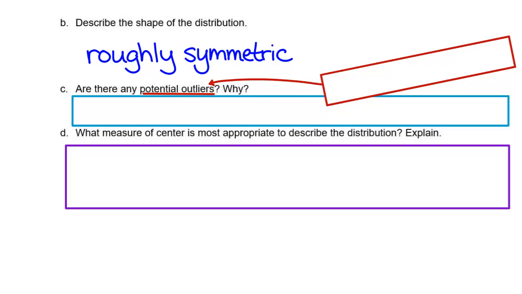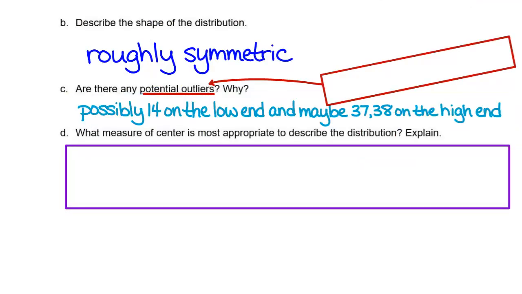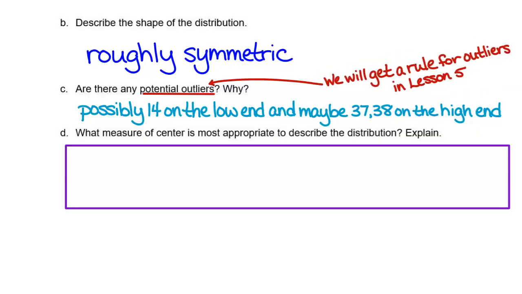Are there any potential outliers? Let's go back and look at the dot plot for this one. Remember, outliers are going to be far away from most of the rest of my data. Is there anything up here that you say might be an outlier? 14 looks like it could be an outlier. Anything on the other end? Yeah, like the 37, 38 could possibly be outliers as well. So possibly 14 on the low end, maybe 37, 38 on the high end. We are going to get a rule for outliers tomorrow in lesson 5.